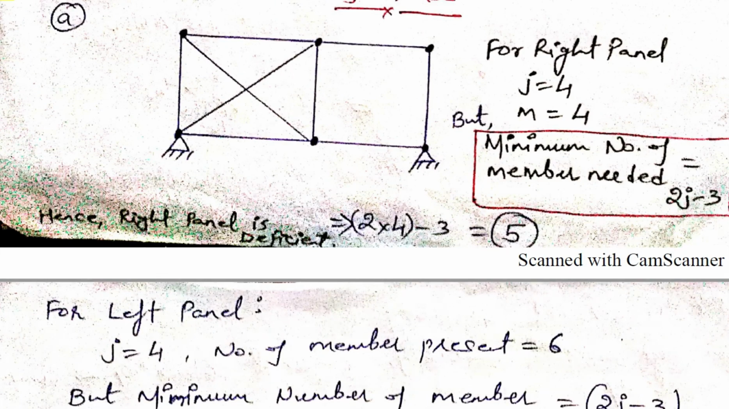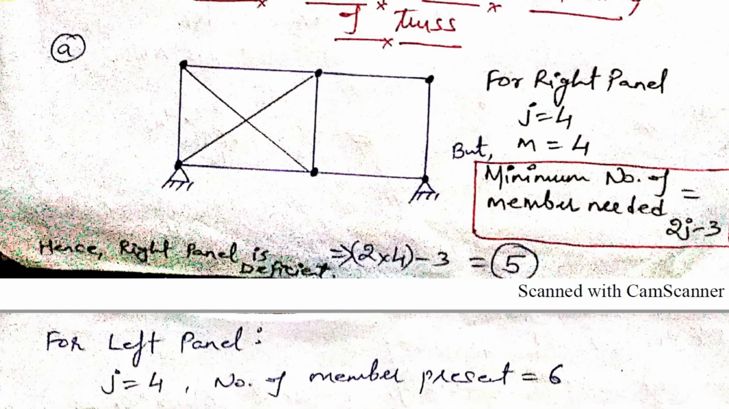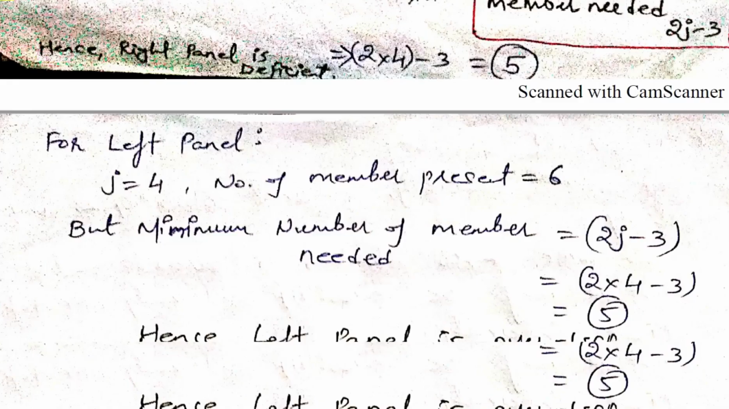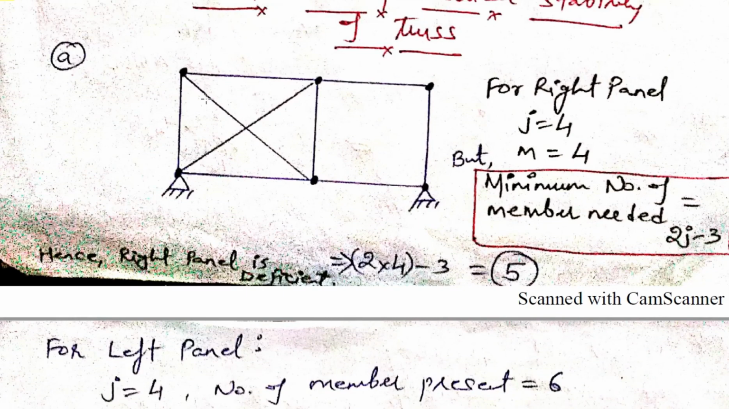So 6 members are present for the left panel, but the minimum number of members needed is given by 2j minus 3. Number of joints j is equal to 4 here, so 2 times 4 is 8, minus 3 is 5. For this left portion, the minimum members required are 5, and hence the left panel is over stiff because we have 6 members here and the minimum number required is 5.